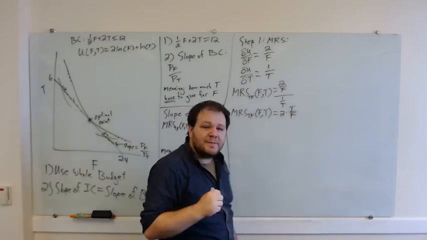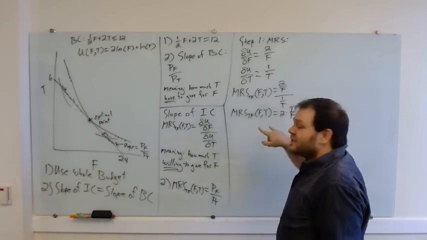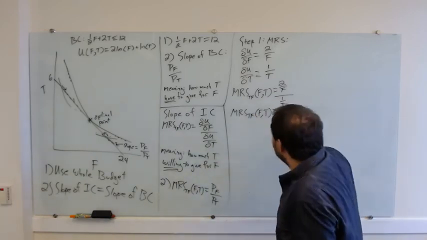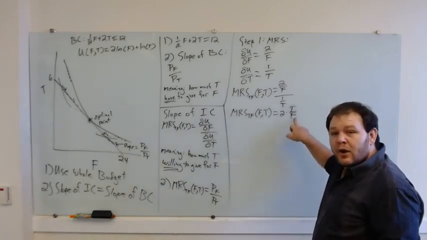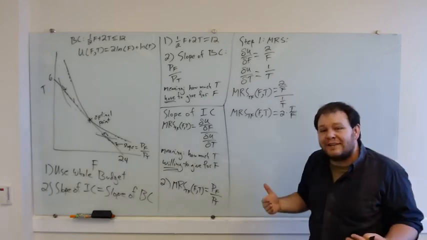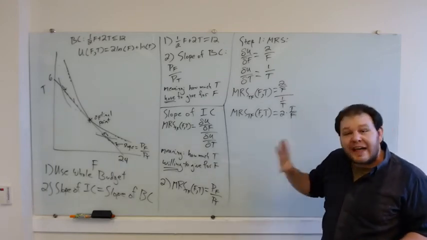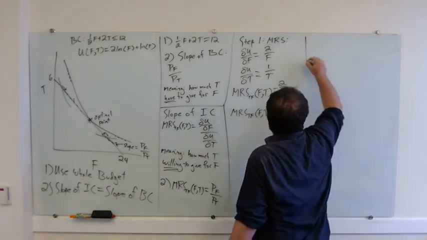Let's take a minute to make sure this makes sense. If we have more topping, our MRS goes up. The more topping we have, the more willing we are to give it up. That makes sense. If we have more froyo, our MRS goes down. If we've got more froyo, we're less willing to give topping to get froyo. That also makes sense. Great. So we're off to a good start.